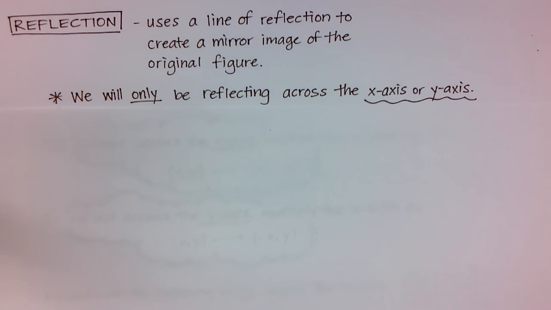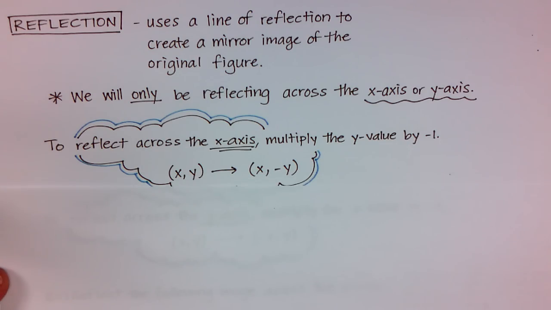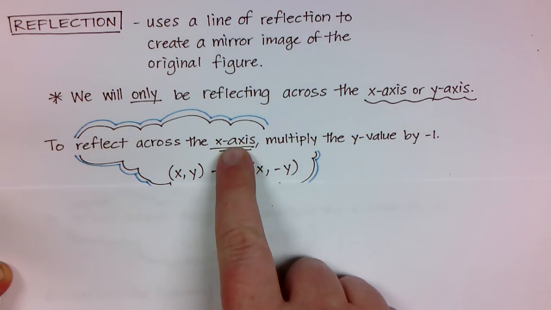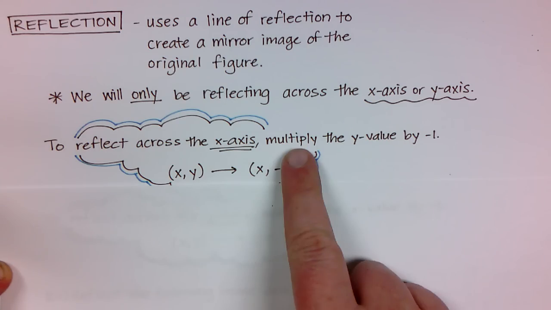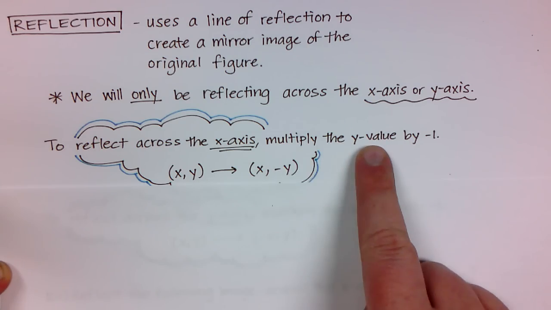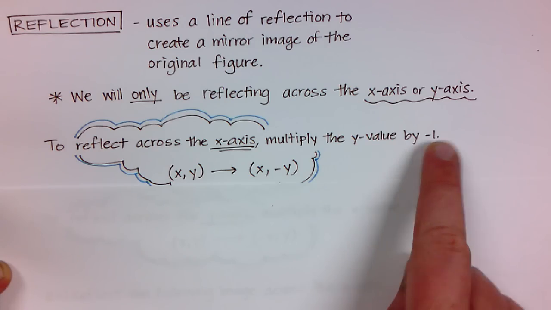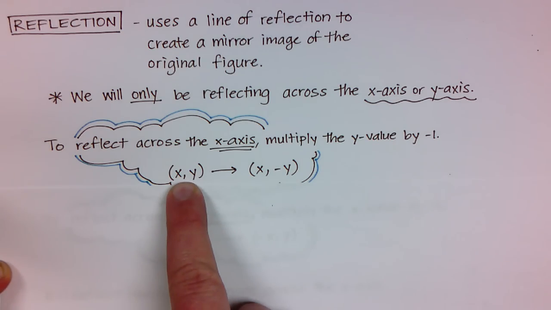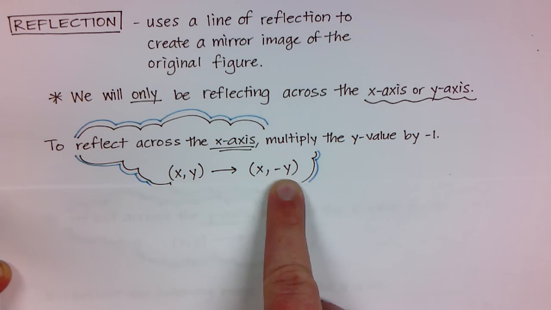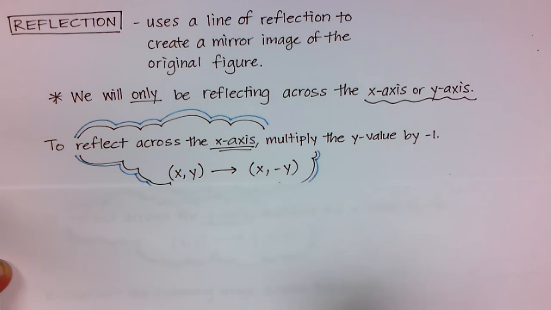And I also have some little codes for us for what those points are going to change into. So if you are going to reflect points of an image across the x-axis, the only thing you need to change is to multiply the y value by -1. So if you have a point x comma y, the x is going to stay the same, but the y, you're going to take the negative version of it. If it's already negative, two negatives will make a positive.